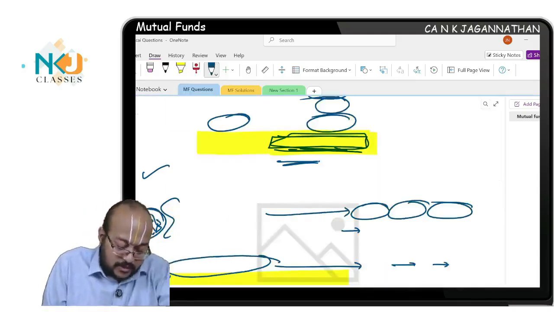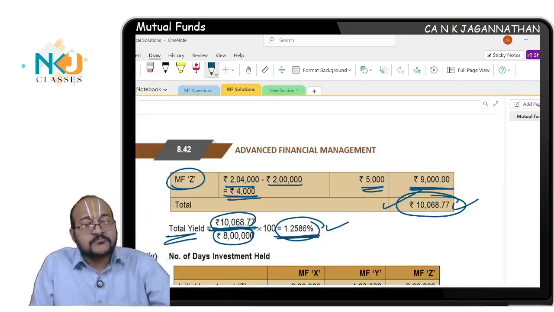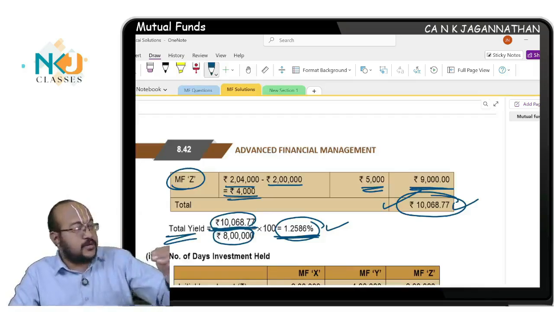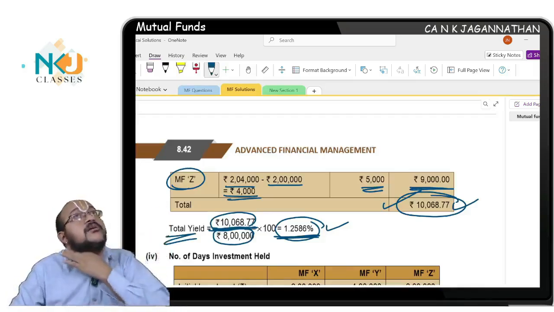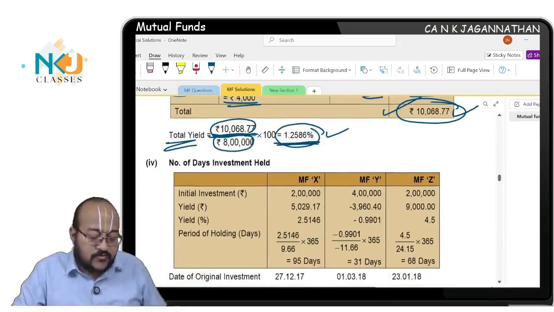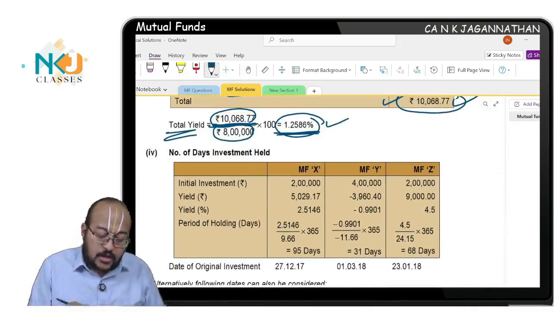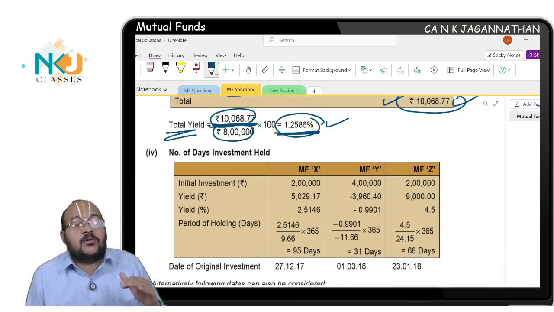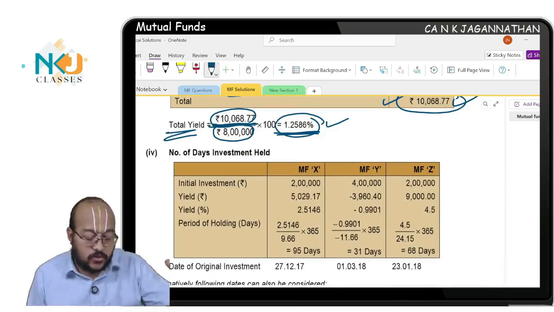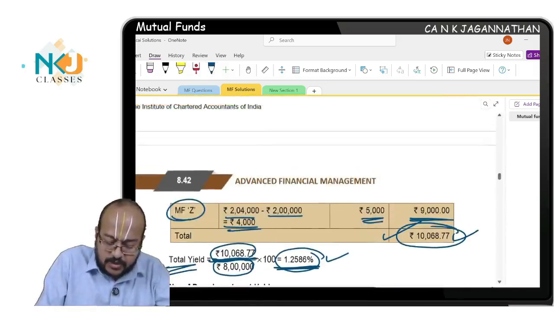Now what they are asking now, the most important part is the fourth part, number of days investment is held. See, in the previous question they had given you initial investment date, from there you found out investment number of days, the days you have invested the money in the fund. Now what they have given, yes, they have given yield and asked you to find number of days you are holding the investment. How to find it? Very simple. Initial investment 2 lakhs, 4 lakhs, 2 lakhs for each scheme.